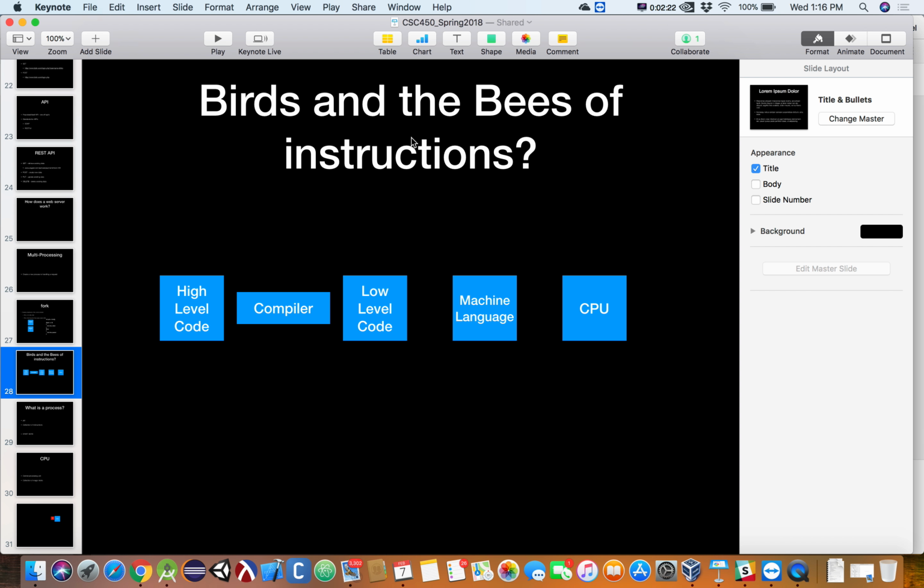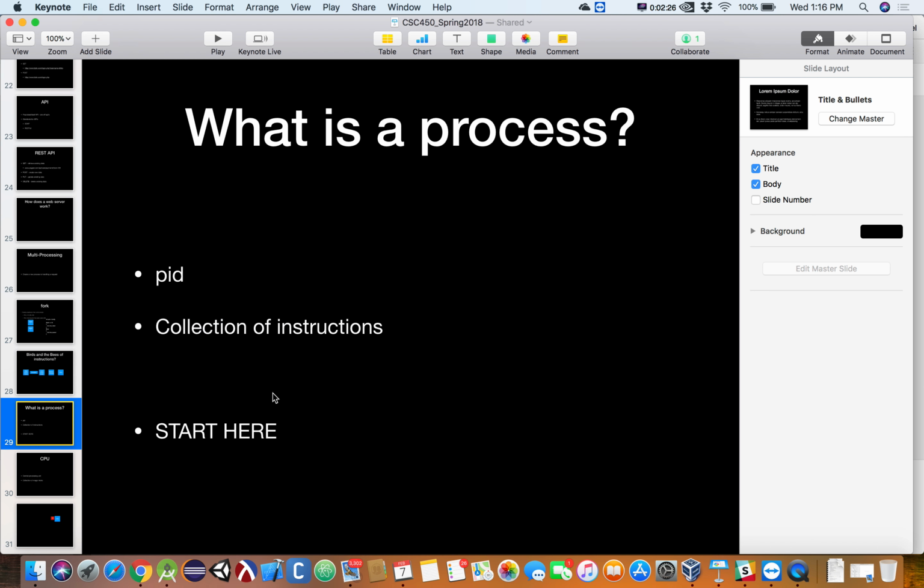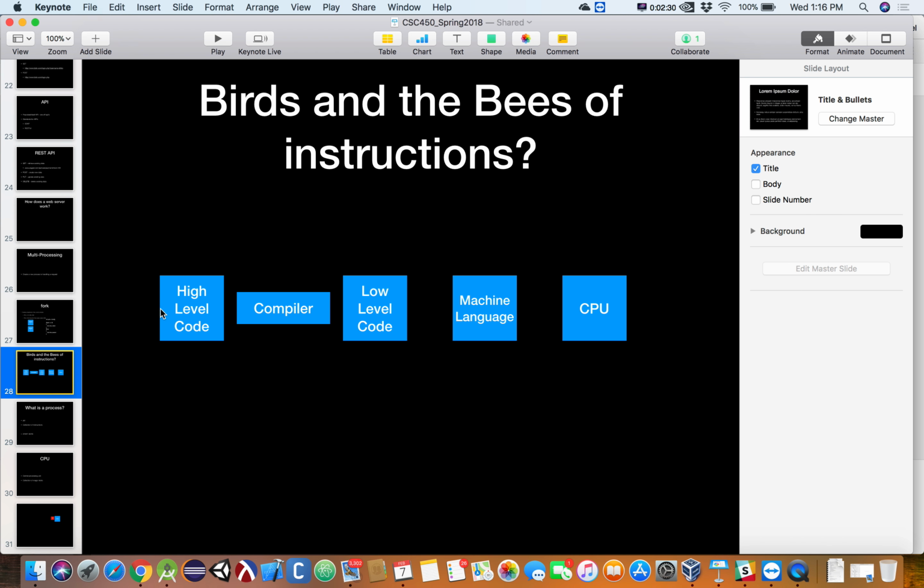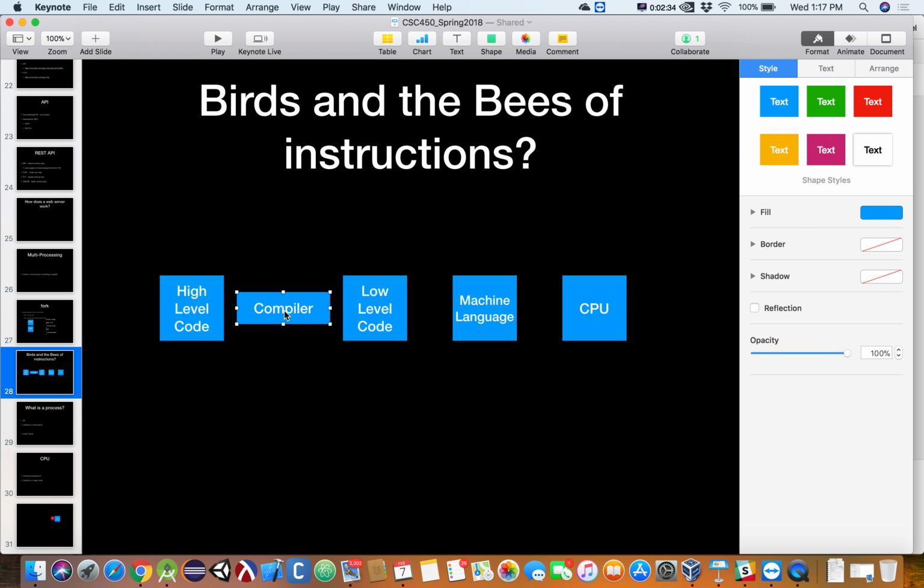All right, so last time we were talking about where do those instructions come from? When we talk about processes as being a collection of instructions, where do they come from? Well, the human being writes the high-level code because that's what we're good at. Then we run that through a compiler, which converts it into low-level code. And then we have a couple of components in the middle, linkers and stuff like that, that translate that low-level code, which has a one-to-one relationship with the CPU, into the equivalent machine instructions, zeros and ones.